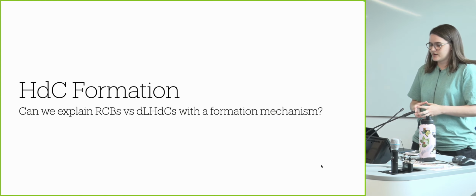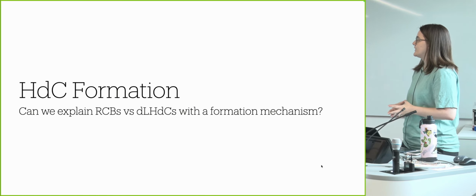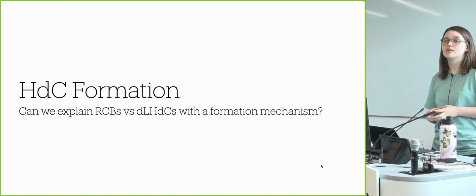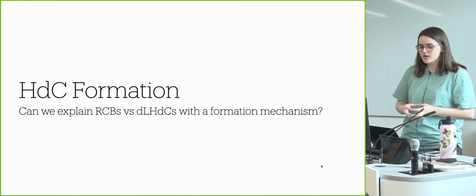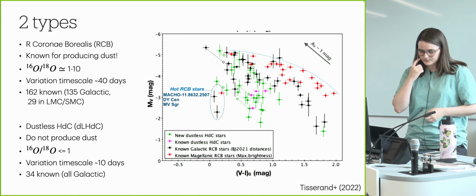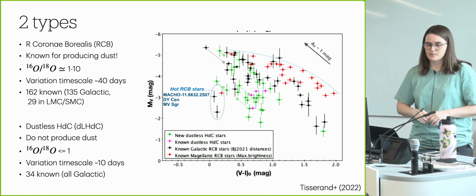So the first part that I want to talk about is the formation. And the question that we wanted to answer with this project was, can we explain the difference between R Coronae Borealis stars and dLHdCs, so the dusty and not dusty stars, with just a formation mechanism argument. So as I said, there are two types, and this is the same bullet points from earlier.